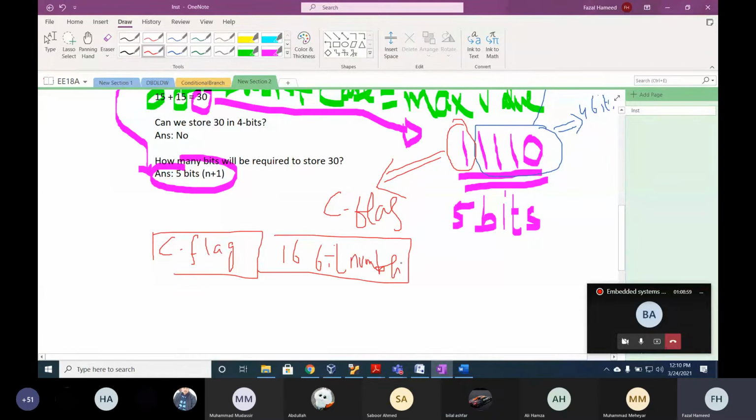Okay, now this is an example of when we want to add two numbers. Now take another example. Let's say now we want to multiply. If we change the operation, now we want to multiply.